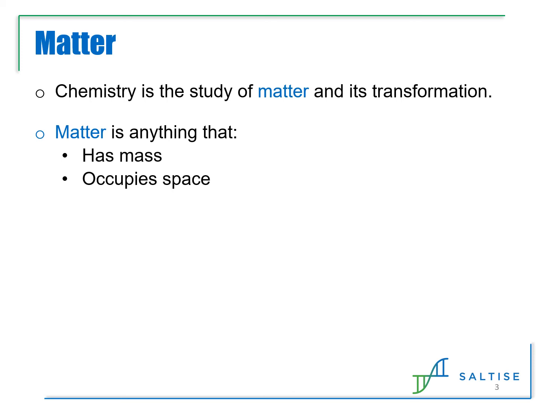Chemistry is the study of matter and its transformation. So what we're looking at is matter and its properties, the changes that matter undergoes, and the energy associated with those changes. Matter is anything that has mass and occupies space. So that includes everything around us, from the air that we breathe, the food that we cook and eat, the cars we drive, all the way to the planets in the solar system.